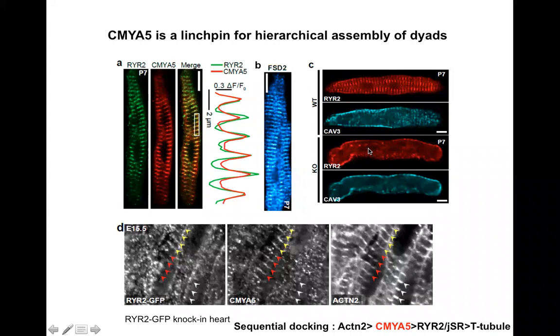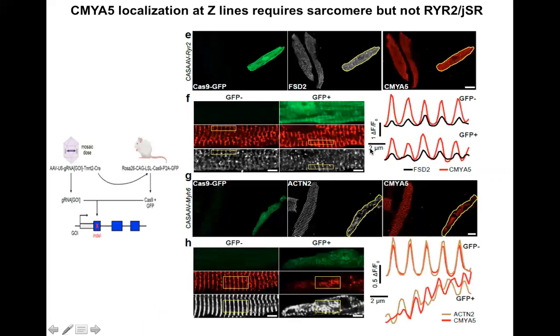But how does CMYA5 localize itself to Z lines? To answer it, we again used the mosaic knockout strategy with guide RNAs targeting RYR2 and MYH6 respectively. We found that the localization of CMYA5 needs the sarcomere, while RYR2 is dispensable, since if we knocked RYR2 out, the pattern of CMYA5 still remained, while MYH6 deficiency destroyed its Z-line pattern.